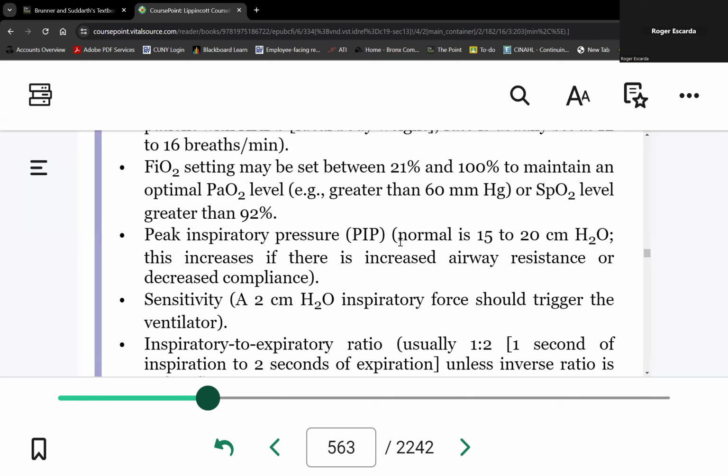So the settings, of course, will have to be adjusted. The doctor will have to adjust the peak inspiratory pressure depending on the patient's lung compliance, because you don't want to force so much pressure if the lungs are not compliant. Does that make sense? Okay.